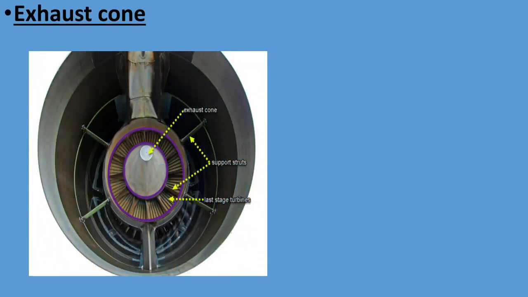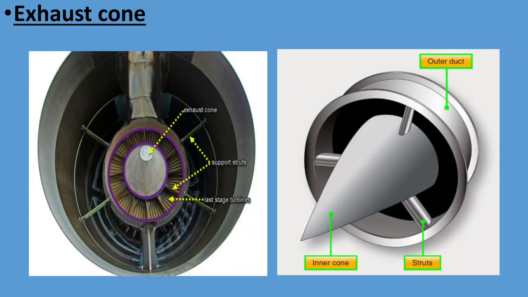Exhaust cone. As you can see in these pictures, a typical exhaust cone assembly consists of an outer duct or shell, an inner cone or tail cone, three or more radial hollow struts, and a group of tie rods that assist the struts to center the cone within the duct. The outer duct is usually made of stainless steel and attaches to the rear flange of the turbine case.